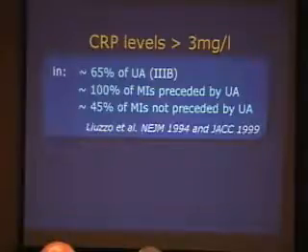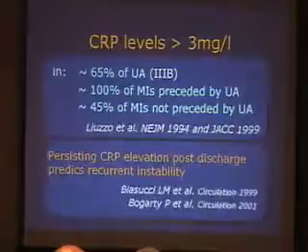And conversely, all the patients in whom infarction was preceded by unstable angina had elevated CRP on admission within 6 hours, whereas only 45% of patients presenting with an infarction just out of the blue, not preceded by unstable angina, had elevated CRP. But the story goes on.